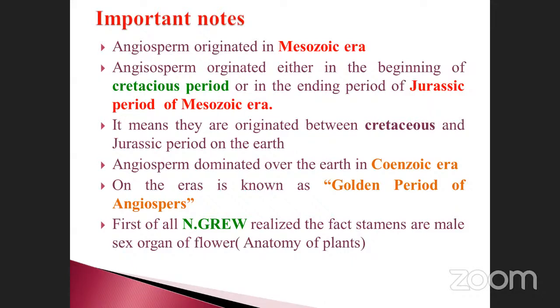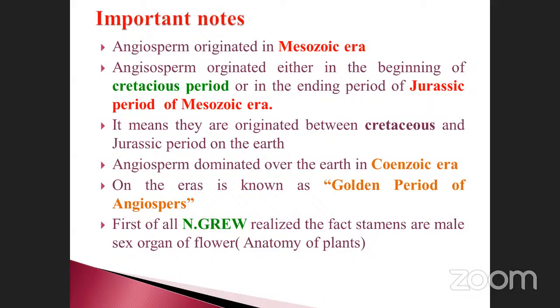Angiosperms started in between the Cretaceous and Jurassic periods. That condition is called which one? Mesozoic, middle. It is very, very important. Angiosperms dominated over the earth in which era? Cenozoic era. This is very, very important. Three questions were asked from this area: Mesozoic era, Cretaceous period, and Cenozoic era, because angiosperms dominated the earth in the Cenozoic era.